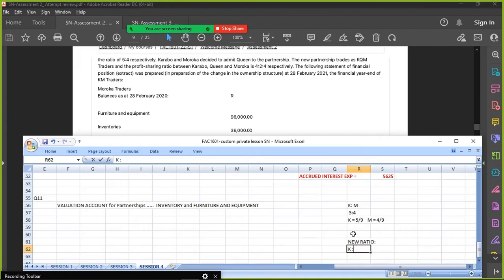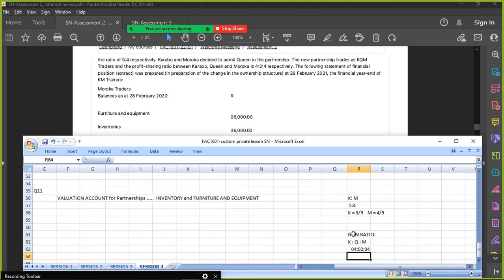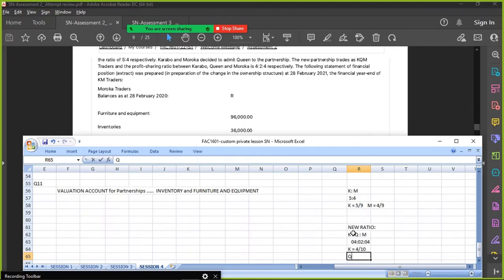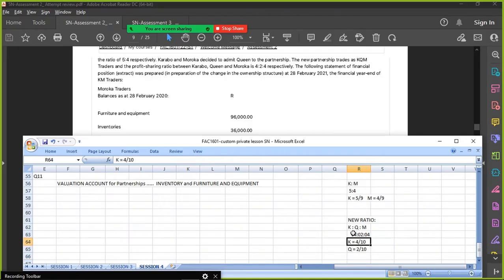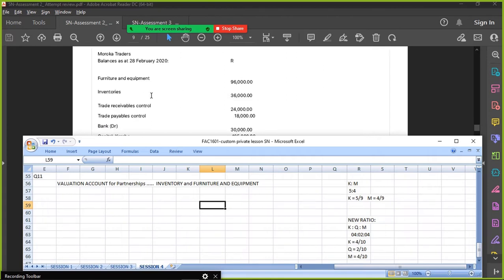The new ratio is KQM. So K gets 4, Q gets 2, and M gets 4. That means K gets 4 out of 10, Q gets 2 out of 10, and M gets the same as K. What else do we read in the question? That's it. Fine, then we've got inventory.